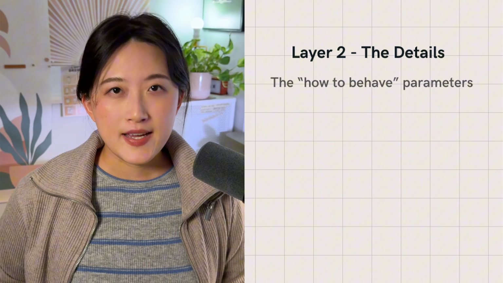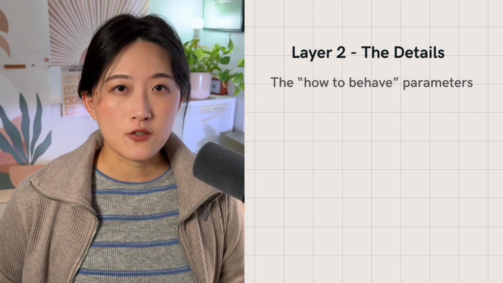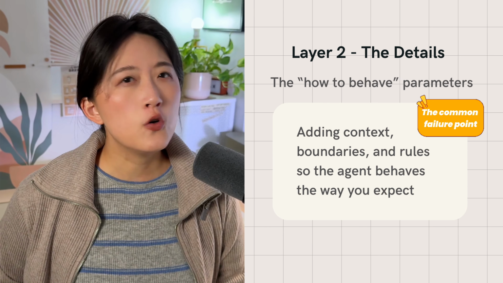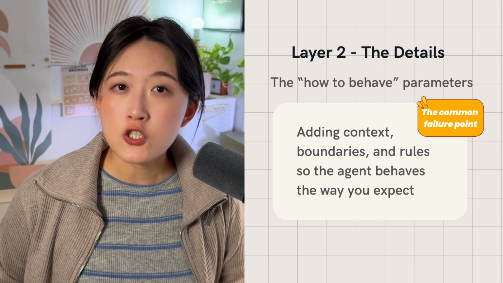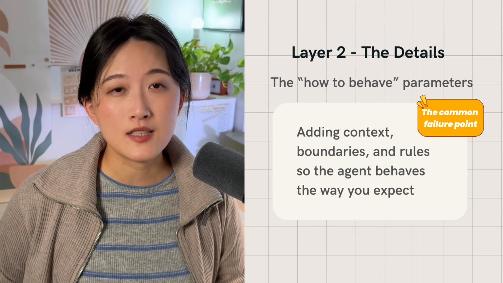Now let's move to layer 2. To make the agent truly work in every day, we need extra details. And this is usually where things go wrong for people. They write a great workflow, but they leave out the specifics the agent needs to act reliably. So the agent ends up guessing or misunderstanding what they want.